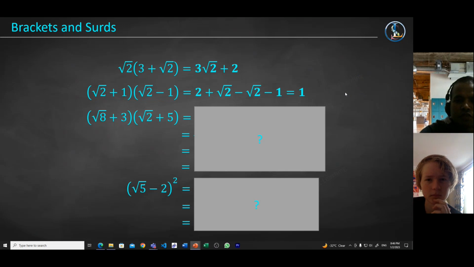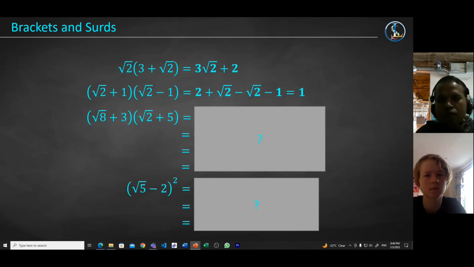Let's multiply here. Square root 2 times square root 2, we got 2. Square root 2 times minus 1, we got minus square root 2. Again, we are multiplying 1 times square root 2, we got plus square root 2, and 1 times minus 1 is minus 1. So minus root 2 and plus root 2 have gone. 2 minus 1, that is 1. Okay, so it's just a simplification. Let's do the next one.